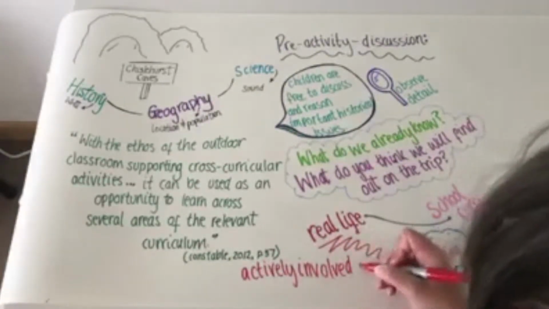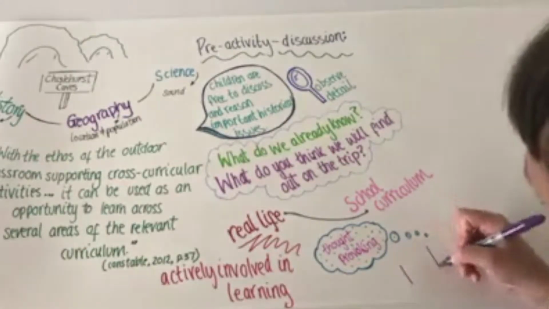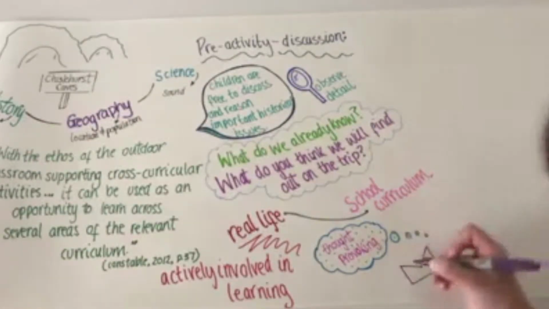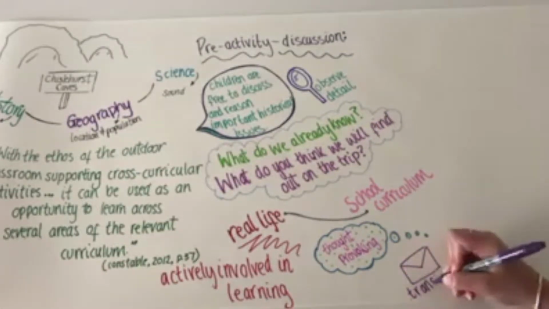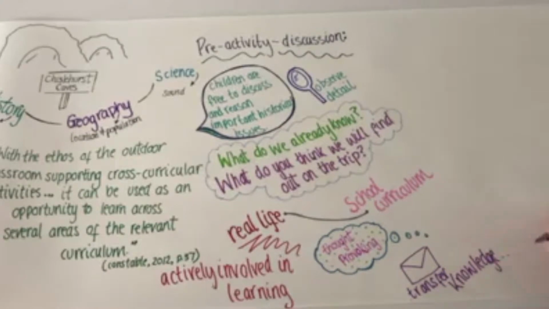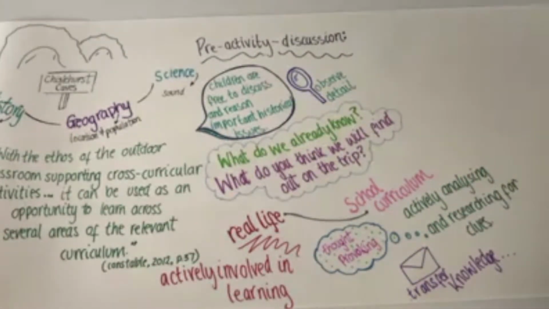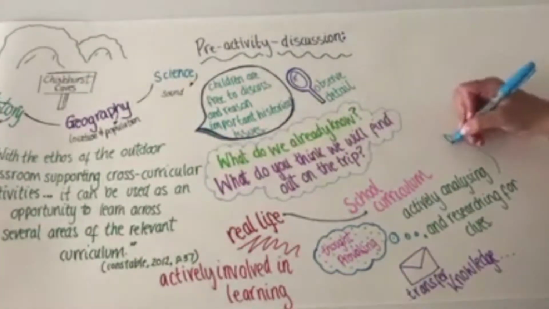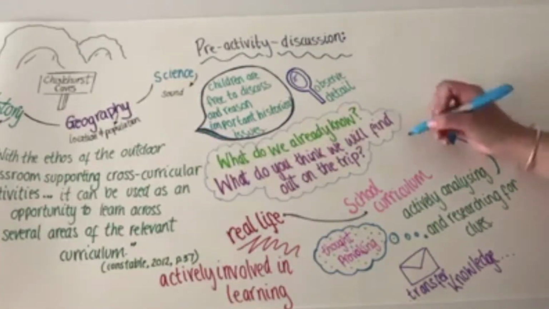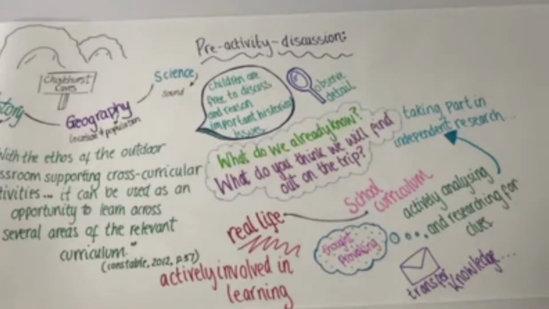Vickery, 2014, states that through the use of discussion, children are actively involved in the learning. She argues that independent research, which follows this discussion, can ensure that children transfer their knowledge throughout the curriculum. As this discussion will be highlighting what the children think they may discover, they will be actively analysing and researching for clues and answers throughout the trip, and therefore taking part in independent research.